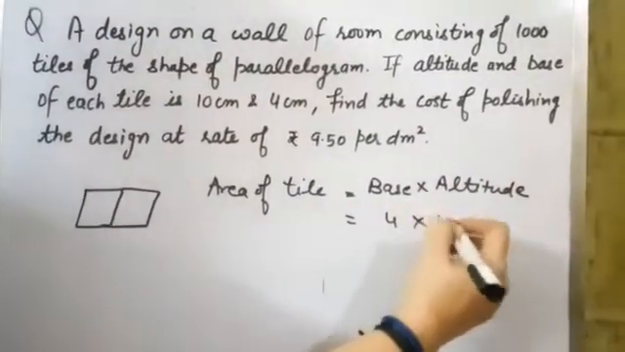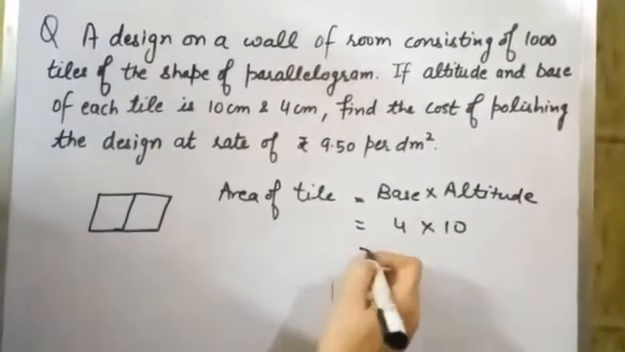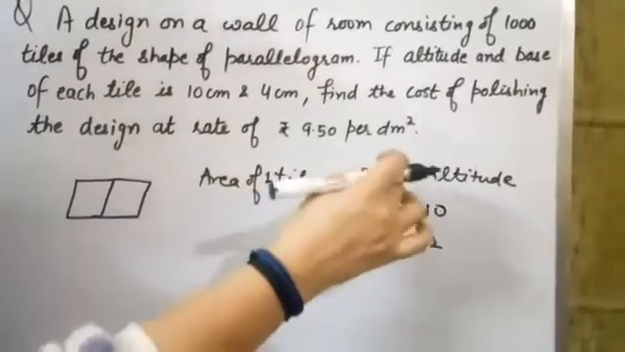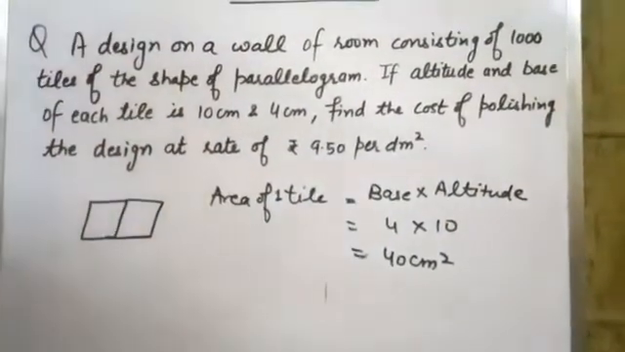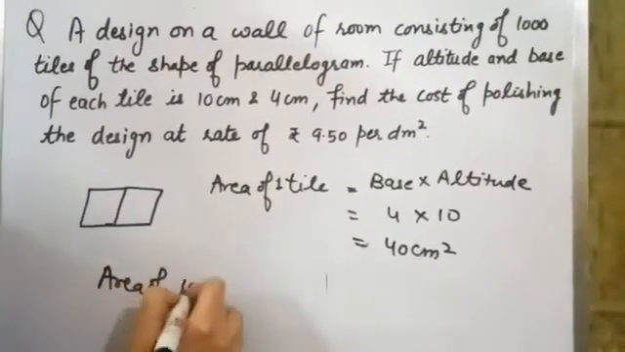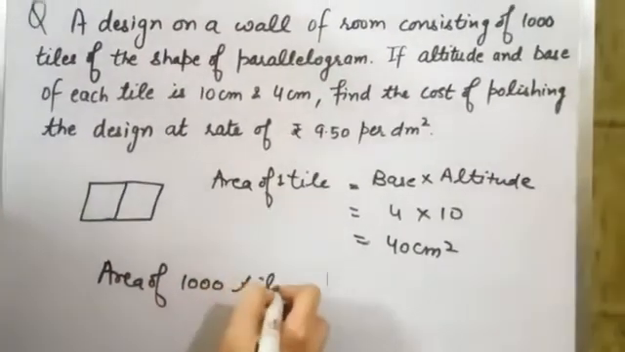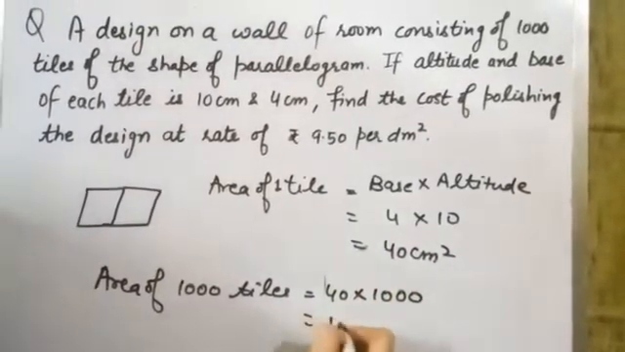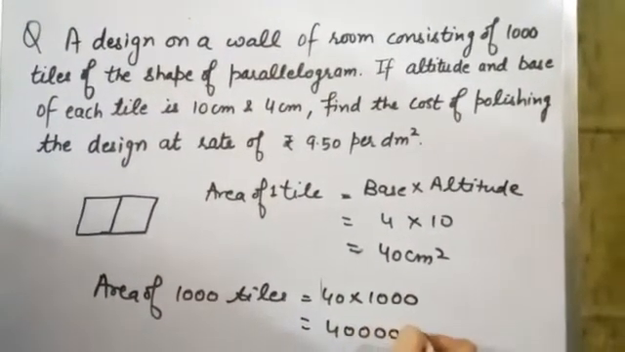4 into 10, 40 centimeter square. That is the area of one tile which is in the shape of a parallelogram, and the area of a parallelogram we know is base into altitude. How many tiles we have used? Area of 1000 tiles. So what we will do, we're going to multiply it, 40 into 1000. That is 40,000 centimeter square.